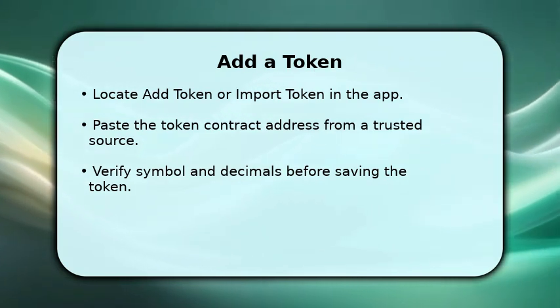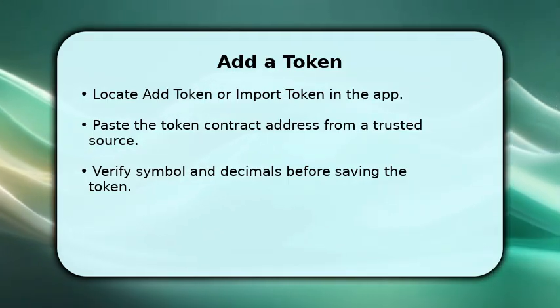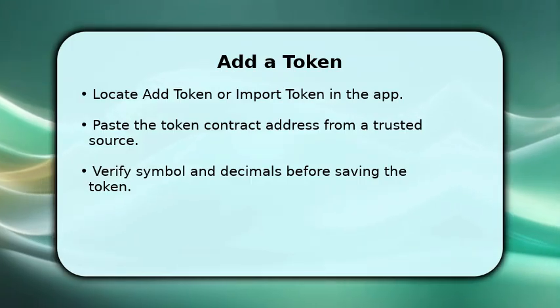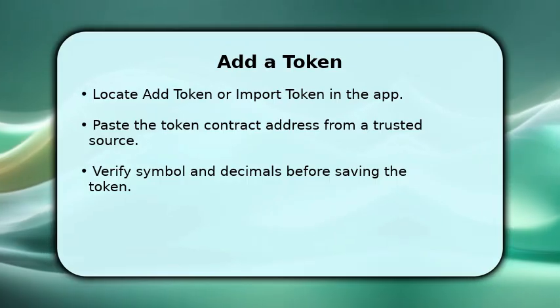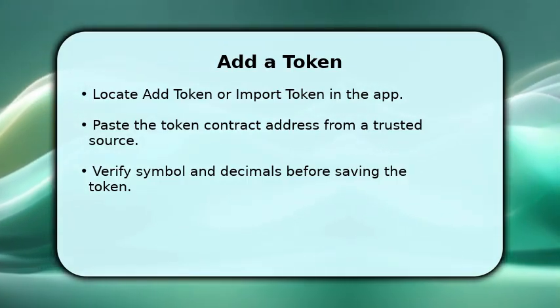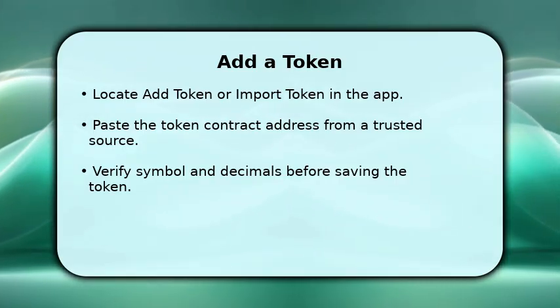First, locate Add Token or Import Token in your app and choose Custom Token. Then paste the token contract address you copied from a trusted source, check symbol and decimals, and confirm. If the wallet asks for a token logo, you can skip. Your token should appear in the asset list once saved. If you made a mistake, remove the token and repeat the steps.